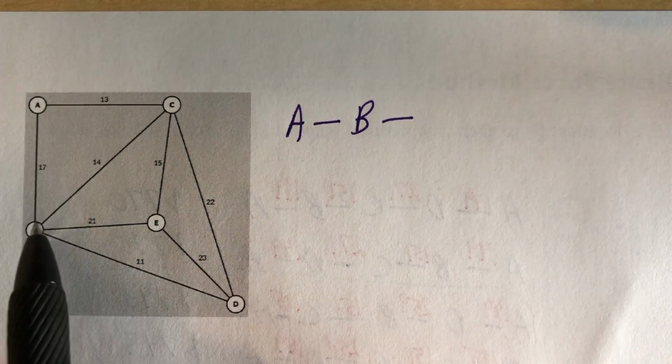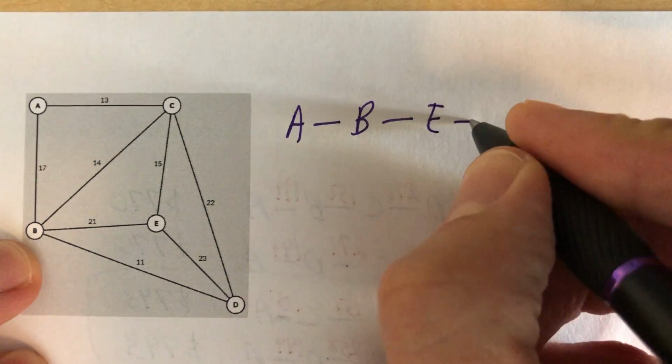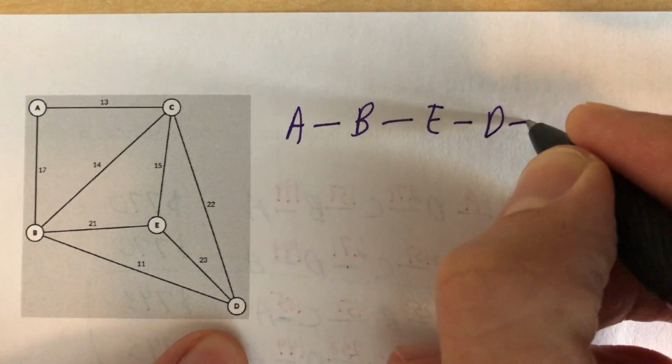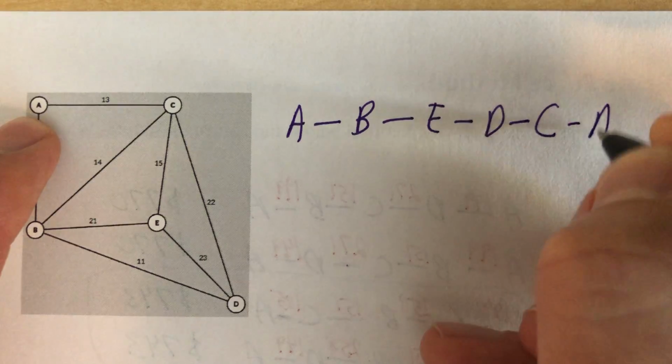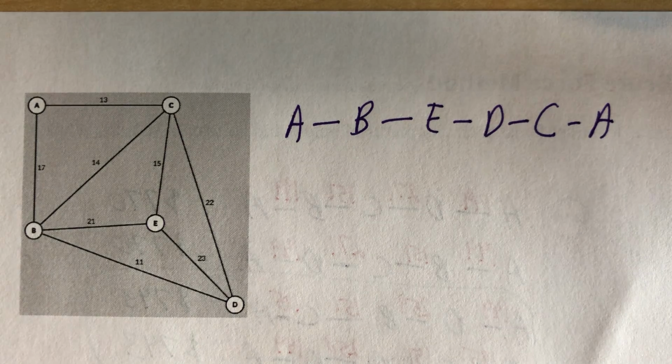So we have A, B. We have to go down here. Let's go E. Why? Because I feel like it. And then let's go D, and then let's go C, and then back to A. Okay? That's one way. Now, as I was tracing that, if you were like, oh, but I see another way.